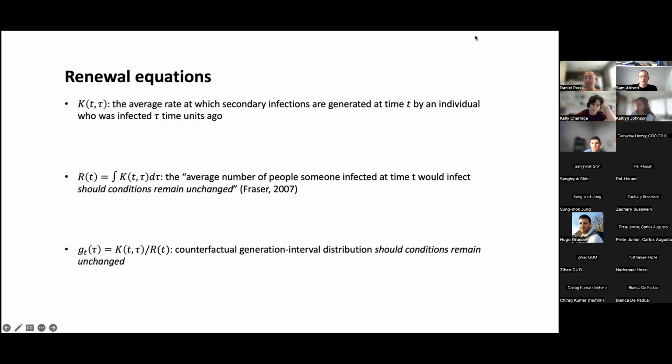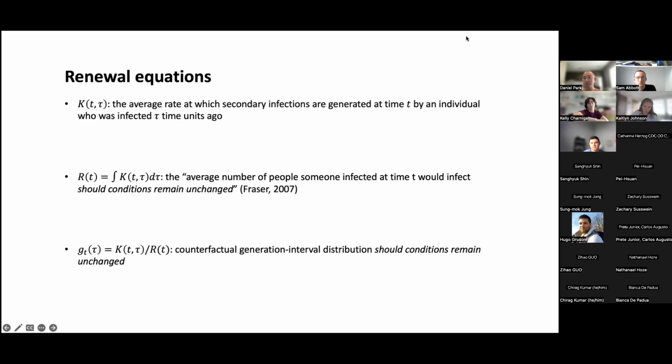In particular, this Rt is called the instantaneous reproduction number in the literature, for which, if we take the original definition first defined in 2007 by Christophe Fraser, I believe this is probably one of the first definitions, it's the average number of people someone infected at time t would infect should conditions remain unchanged. And the key part is the last part, that should conditions remain unchanged.